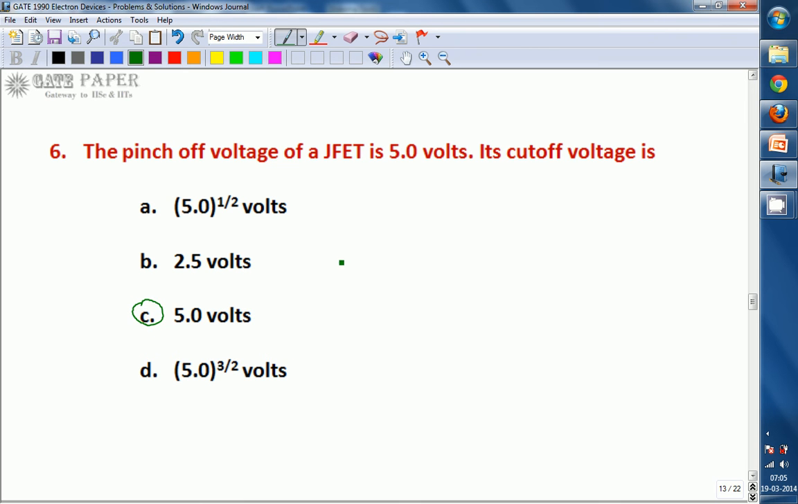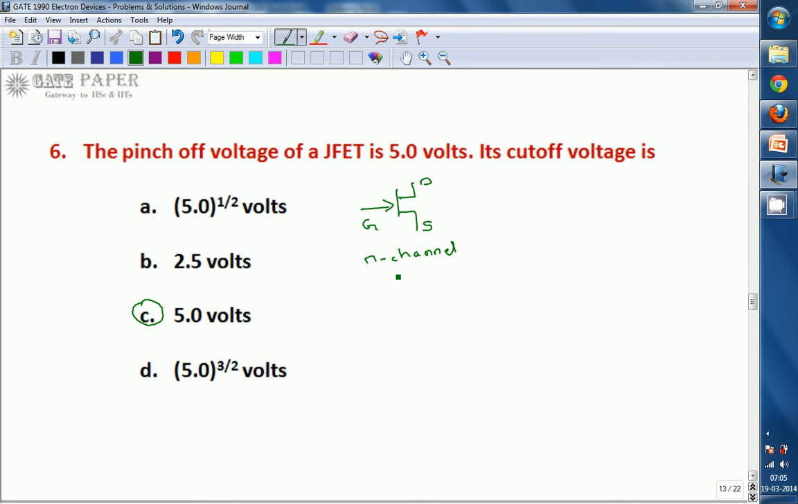Okay, we know the symbol of JFET looks like this. Symbol of JFET, where it consists of drain and source. This is gate, so this is for N channel. For P channel, the arrow is opposite, that is, the arrow goes outwards. For N channel, the arrow comes inwards.